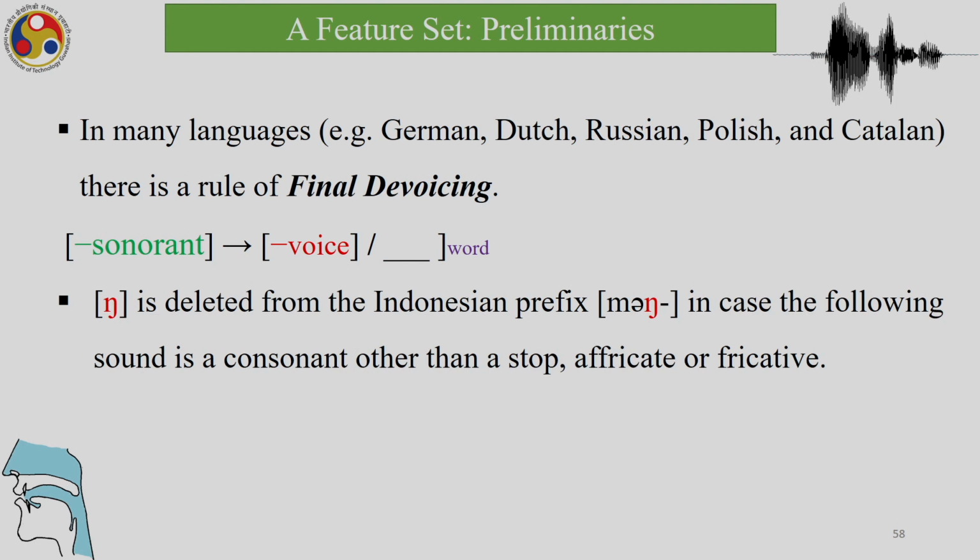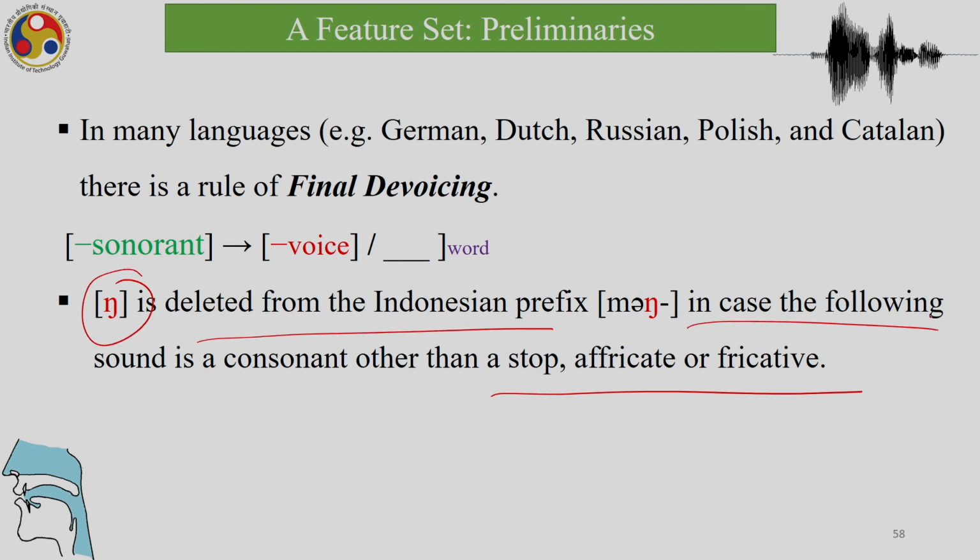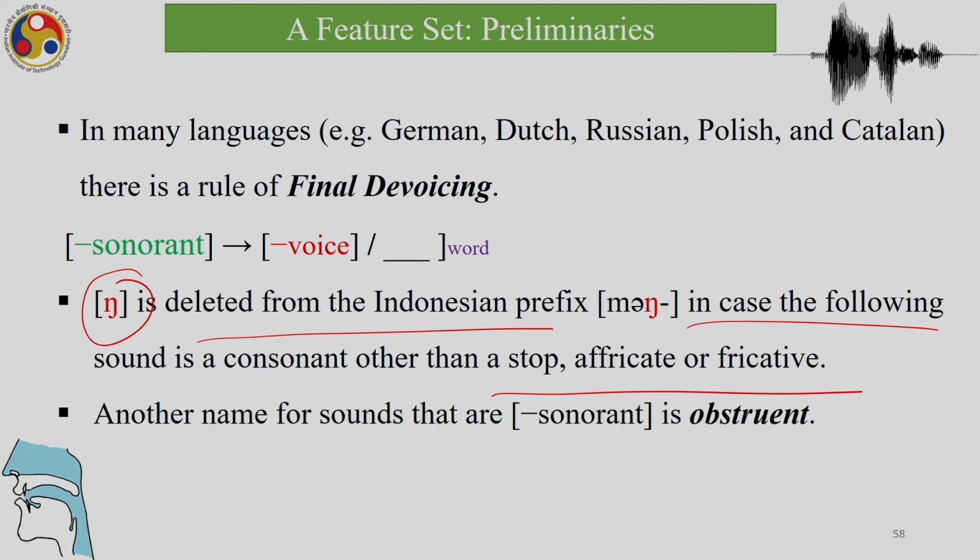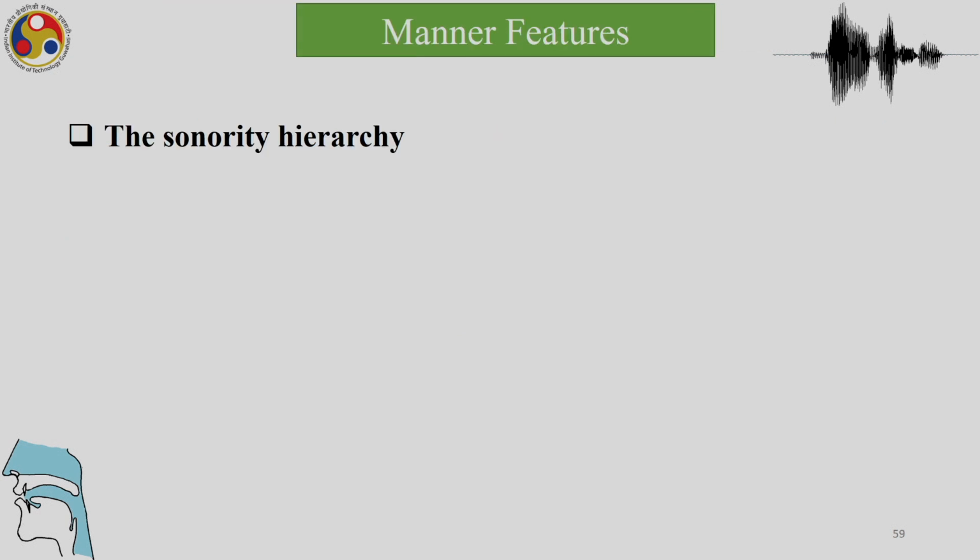And ng is deleted from the Indonesian prefix meng in case the following sound is a consonant other than a stop, affricate or fricative. Another name for those sounds, minus sonorant, is obstruent. So ng is deleted from the Indonesian prefix meng in case the following sound is a minus sonorant, or obstruent, is a rule.